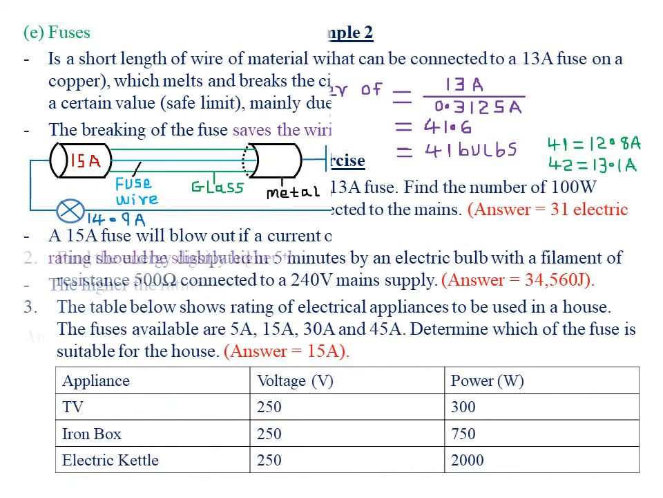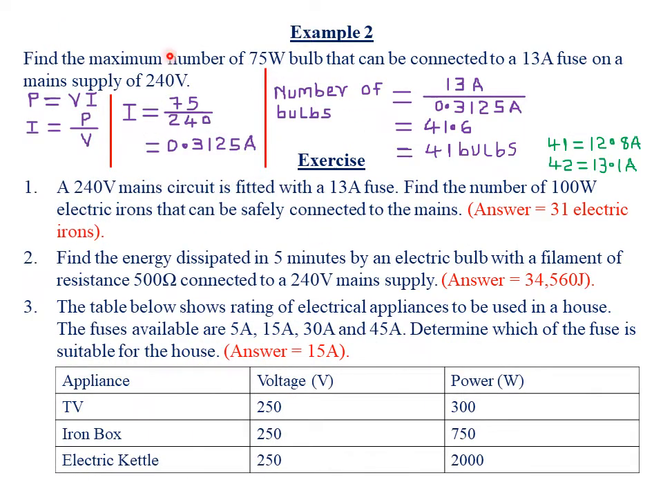Next, our second example reads: find the maximum number of 75 watt bulbs that can be connected to a 13 ampere fuse on a main supply of 240 volts. Because we are given the fuse rating, which is in amperes, we'll find the amount of current that those particular bulbs will actually require.